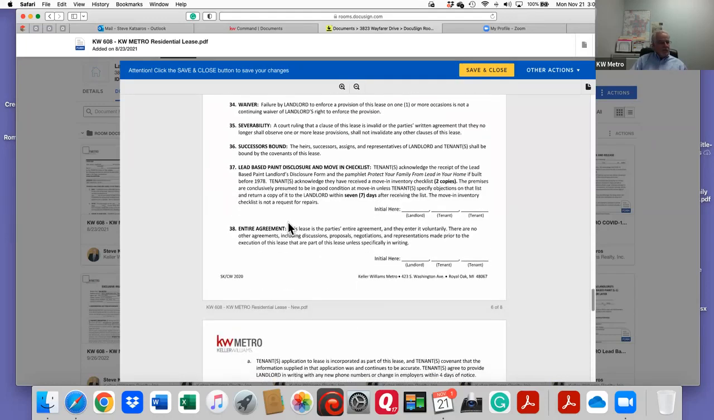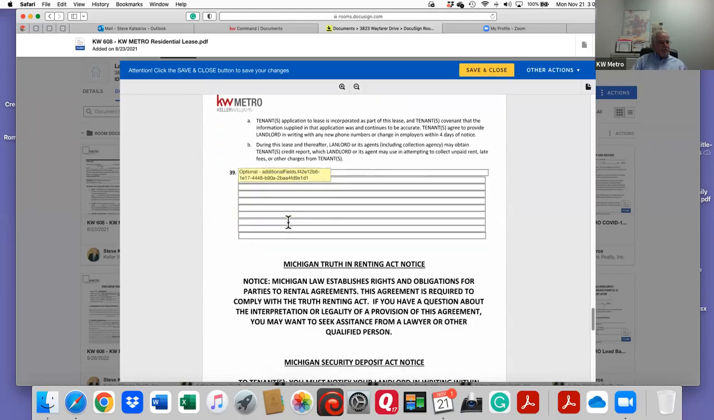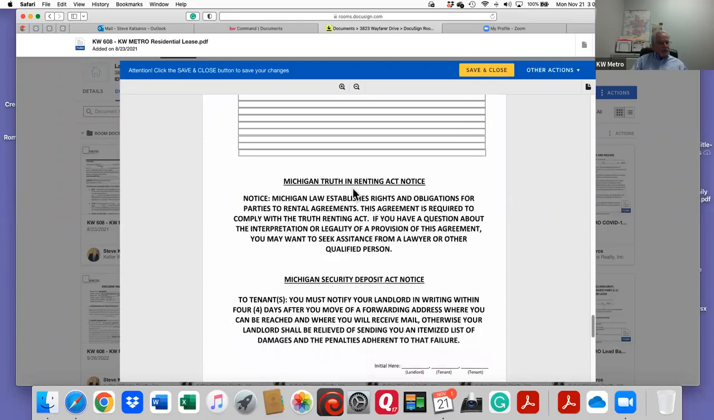Lead-based paint, and the move-in checklist. These are two statutes. This right here talks about the truth in renting and the security deposit notice. As I talked about, the tenant is responsible to notify the landlord within 4 days of moving of a forwarding address. If the tenant doesn't provide that address, really all bets are off. The landlord doesn't have any obligation.